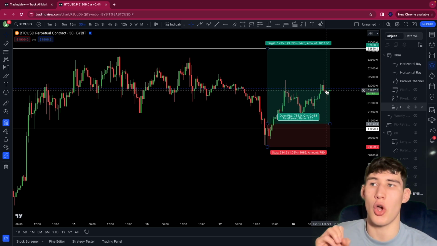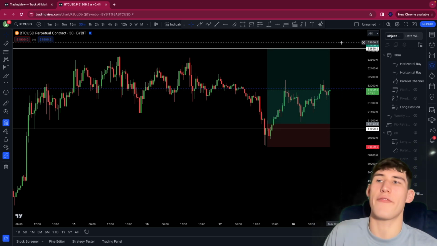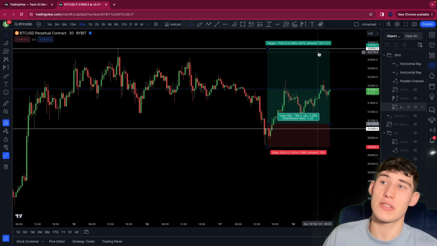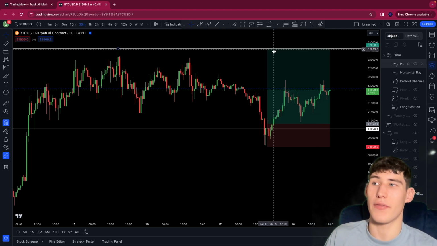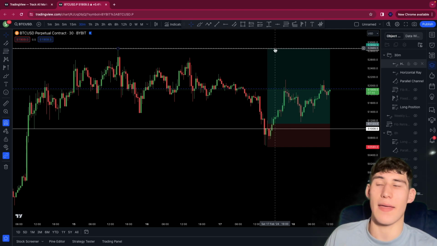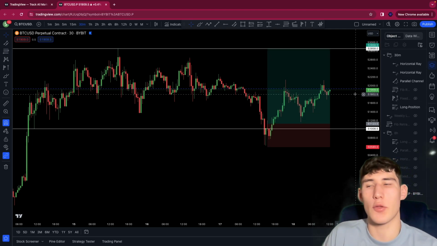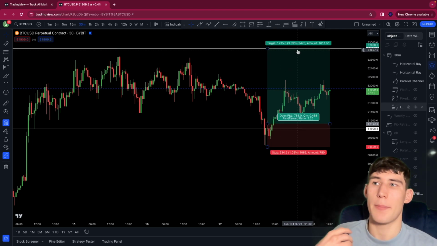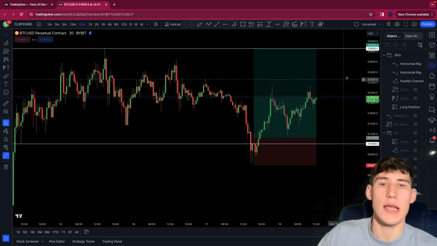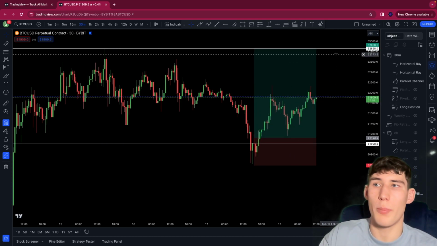I am currently still holding this long position open because I do have a final target at $52,858 all the way up here at the range high, and I do believe that we could see this target being tapped, where from there we could actually be looking for a new possible trade.